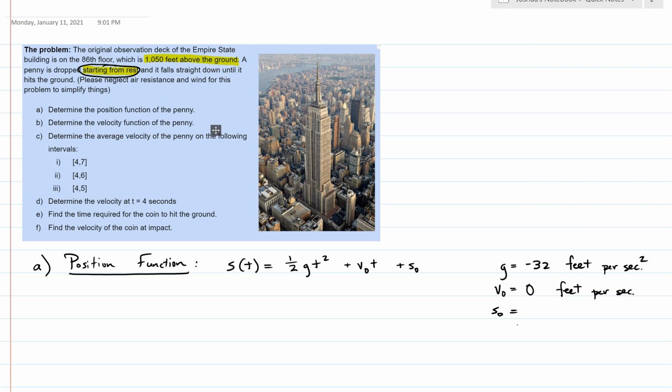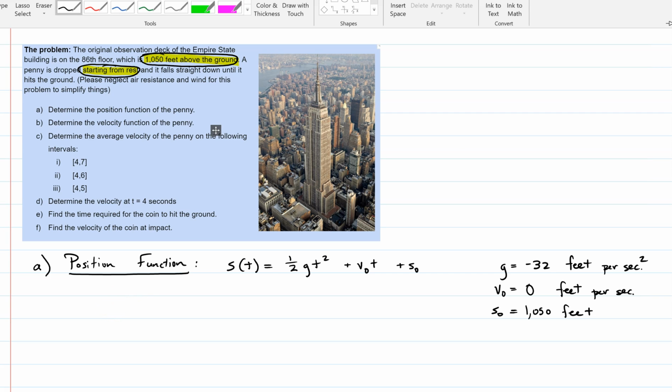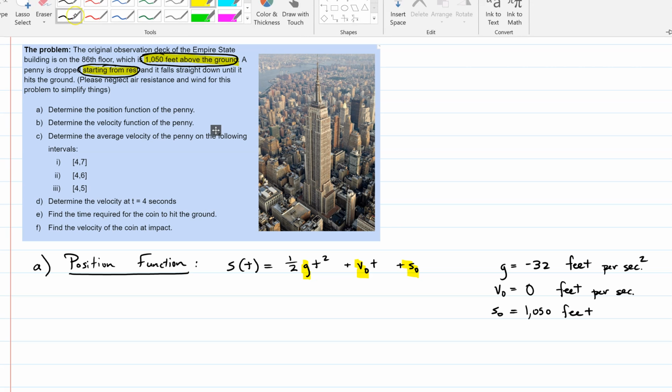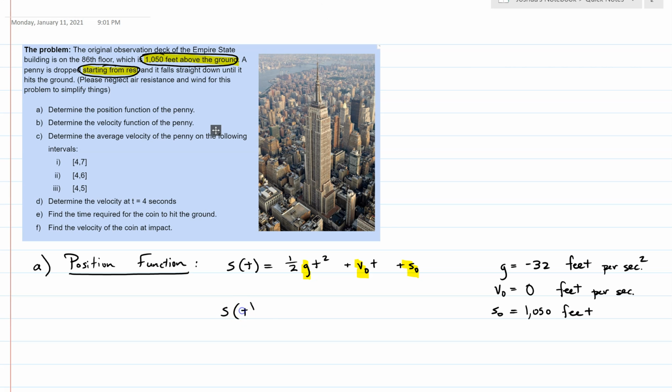And then S naught is the initial height above the ground. And we are standing this far above the ground. Okay, so to determine the position function, we need to plug in those three values for G, V naught, and S naught. So -32 for G, 0 for V naught, and 1,050 for S naught.